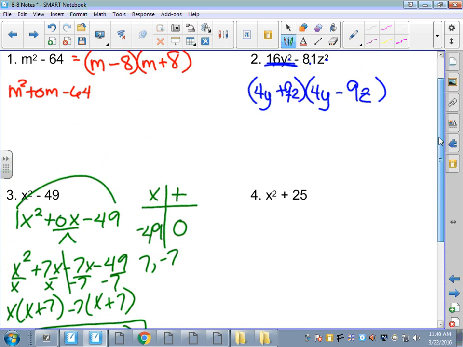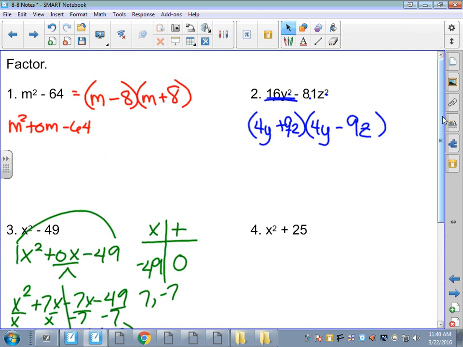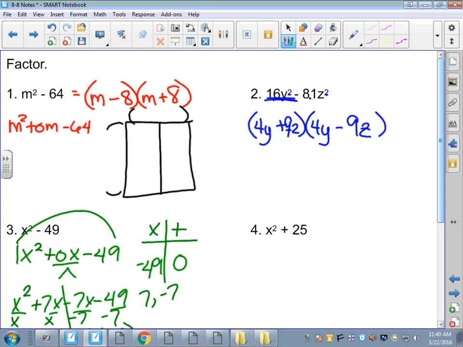Let me go up here real quick and I'll show you with your squares how to do number 1, just to give you another example. So for those of you that like the Punnett squares, we do the same thing as before. We put our first term in here, m squared. We put our last term in the bottom right, negative 64. And this diagonal has to equal 0m.